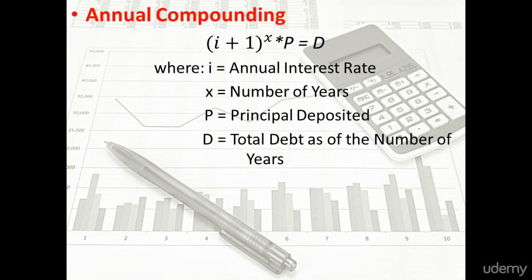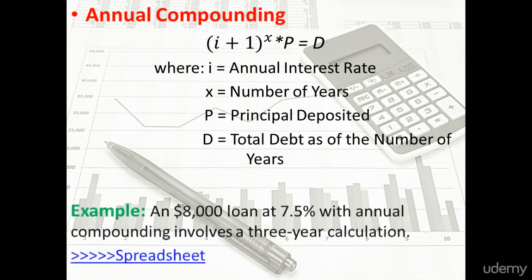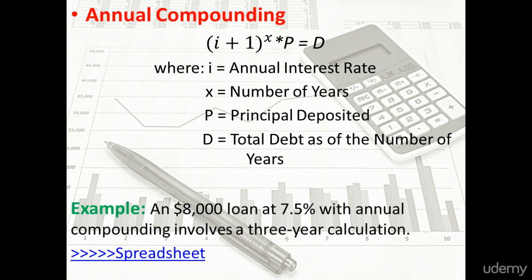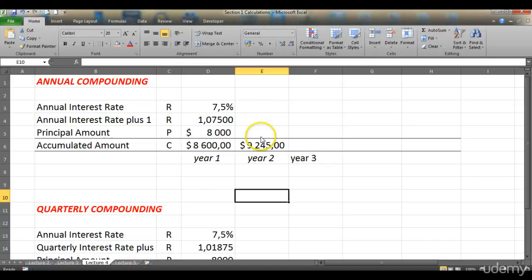The calculation for annual compounding to arrive at the total debt is the annual interest rate plus 1 to the power of the number of years, multiplied by the principal deposited, and this is the total debt as of the number of years. Let's see an example. An $8,000 loan at 7.5% with annual compounding involves a 3-year calculation.